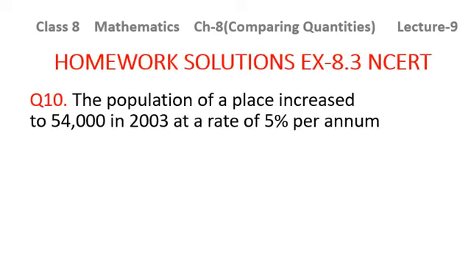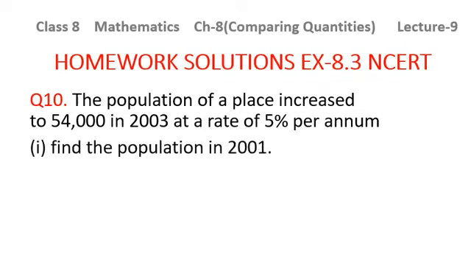Now coming to the homework solutions of exercise 8.3 NCERT. Question number 10: the population of a place increased to 54,000 in 2003 at a rate of 5% per annum. Find the population in 2001. We are supposed to find the population in 2001, and this question is based on the application of compound interest. We have discussed in the previous lecture the concept of growth and depreciation. In this question we are supposed to use those formulas.